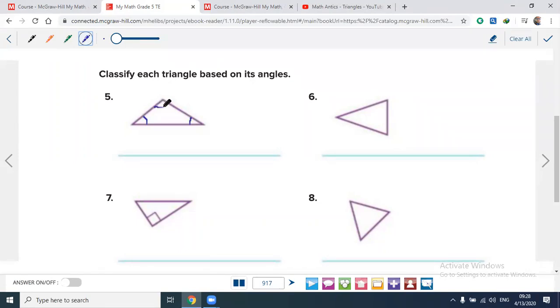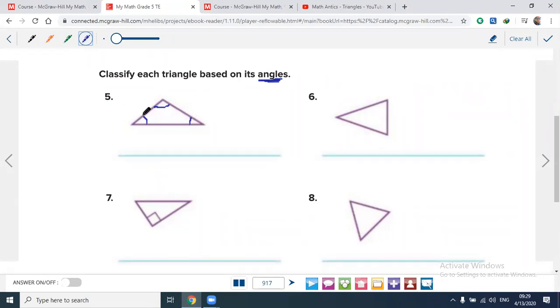I write the answer in the chat. Is it right or no? Oh, excellent, Mishari. Mishari answered number 5, obtuse. You're right. Because this type is classified by angles, not by sides. Please read the question well. Classify each triangle based on its angles. I have three types by using its angles: acute, right, or obtuse.